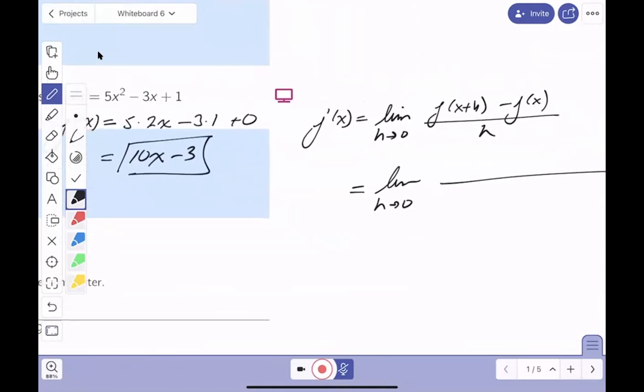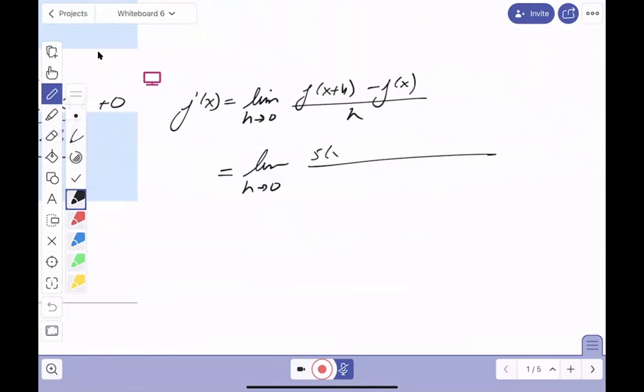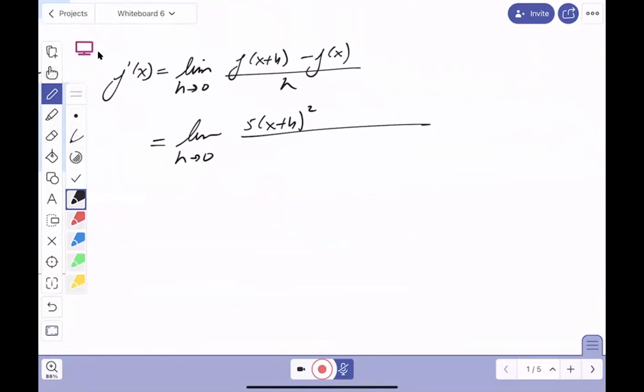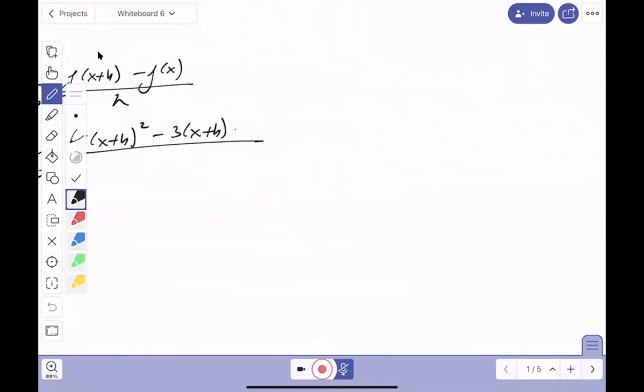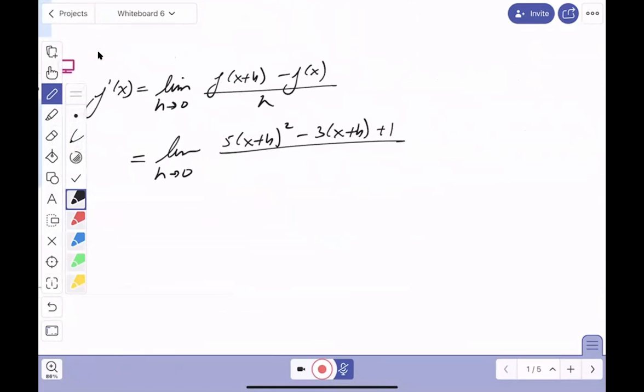And it's going to be 5x squared. So 5(x plus h) squared minus 3 times (x plus h) plus 1. Oops, sorry about that. That's f of x plus h. Now I got to subtract away f of x. What's f of x? It's 5x squared minus 3x plus 1, all over h.